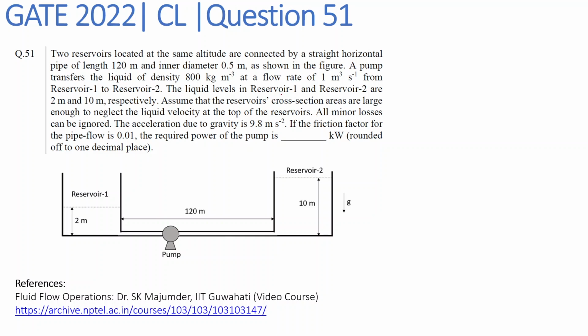The liquid levels in reservoir 1 and reservoir 2 are 2 meter and 10 meter respectively. Assume that the reservoir's cross-section areas are large enough to neglect the liquid velocity at the top of the reservoir. All the minor losses can be ignored. The acceleration due to gravity is 9.8 meter per second square. If the friction factor for the pipe is 0.01, the required power of the pump rounded off to one decimal place is dash.